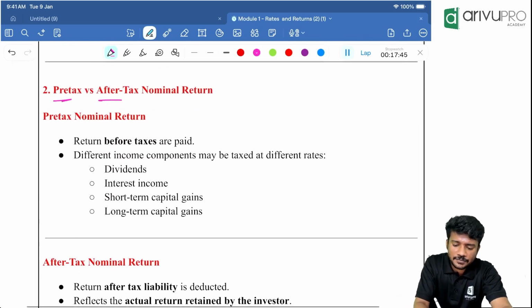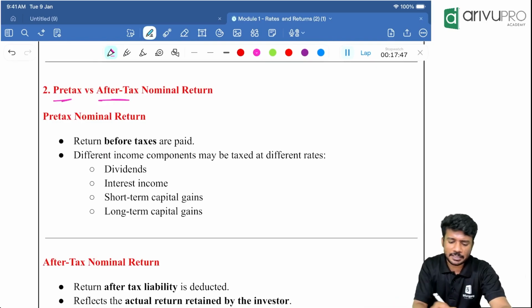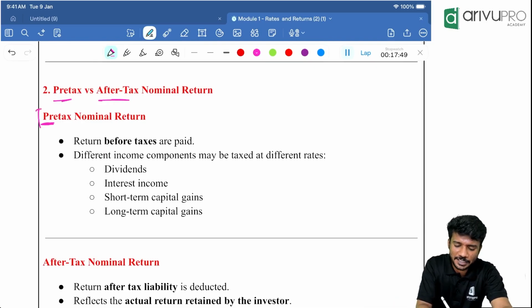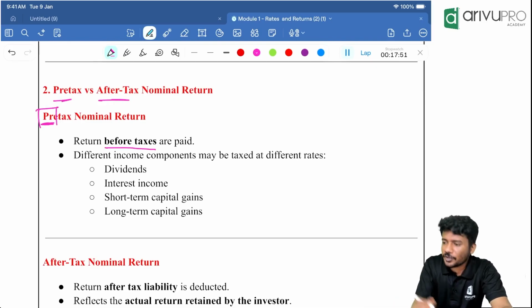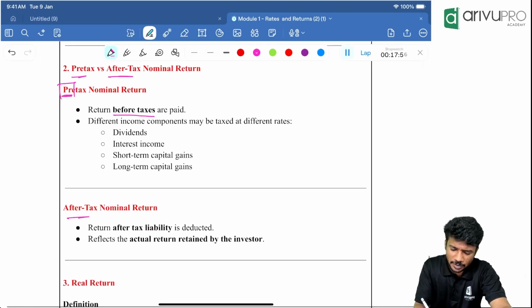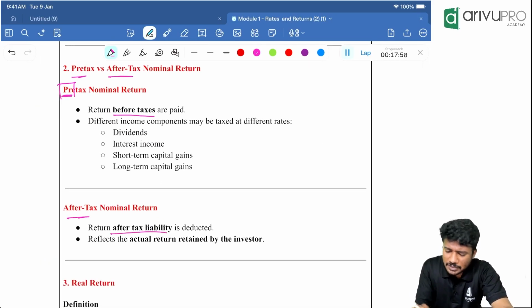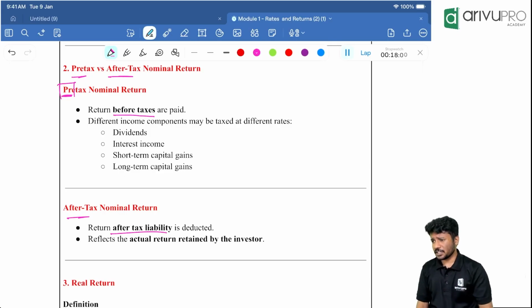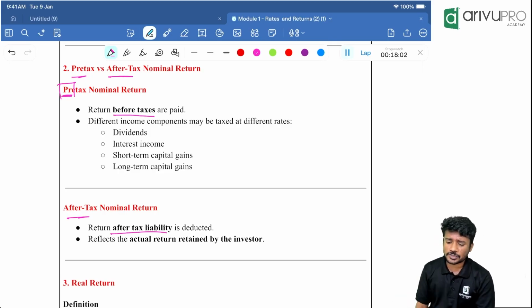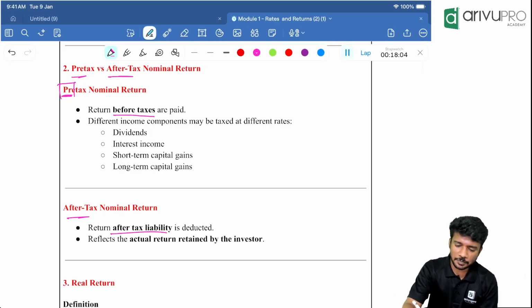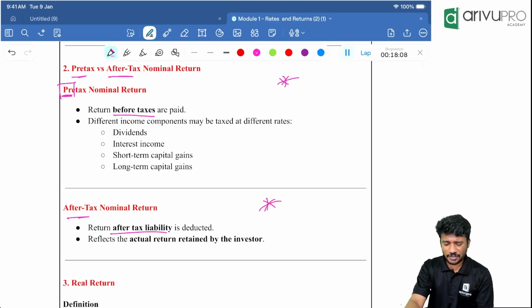pre-tax and after-tax nominal return. What do you mean by that? Pre-tax, pre itself means what? The return before taxes are paid. Then after-tax return means what? After the tax liability is deducted, how much is the return? So that is pre-tax and after-tax. Make a note of it. Everyone, I think with the name itself you will understand what is given.